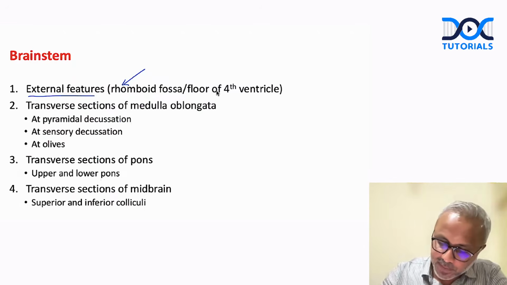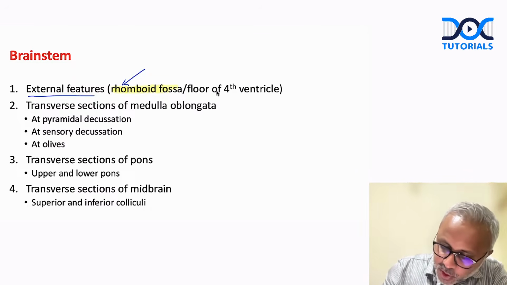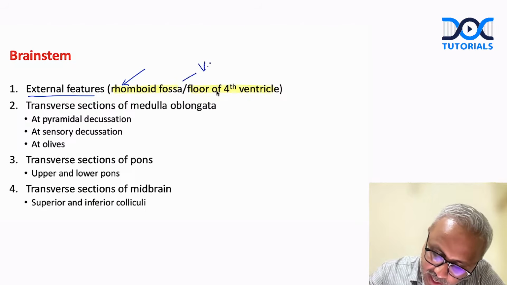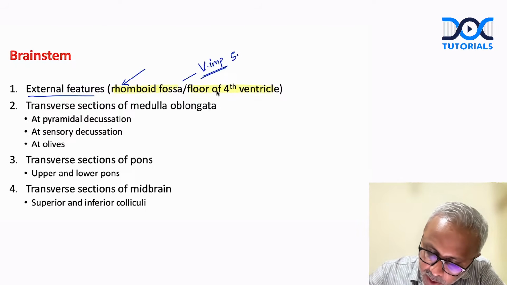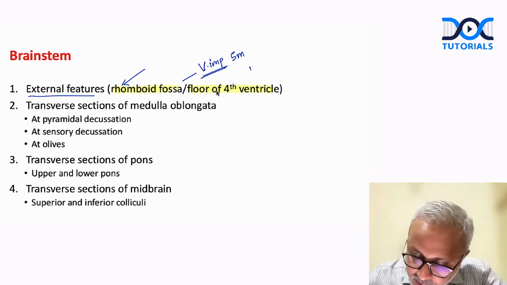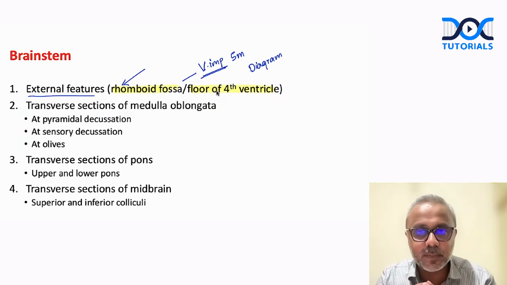Because the dorsal surface of the brainstem has the rhomboid fossa, which is commonly referred to as the floor of the fourth ventricle. Now, this is a very important short essay, right? Very important 5-marker for your university exam. And you must practice the diagram for the floor of the fourth ventricle thoroughly, right? Now, when you see it in the textbook, it again looks very scary, right?